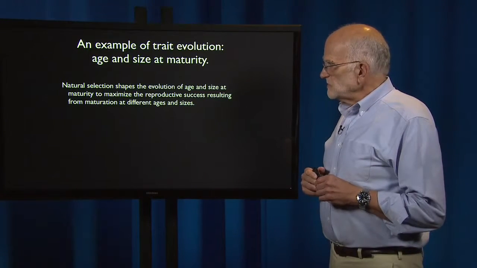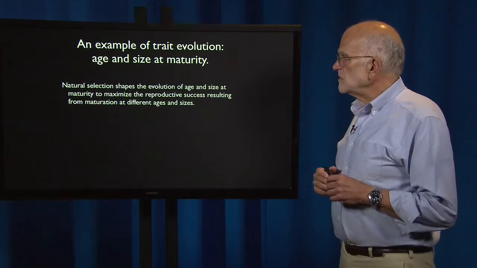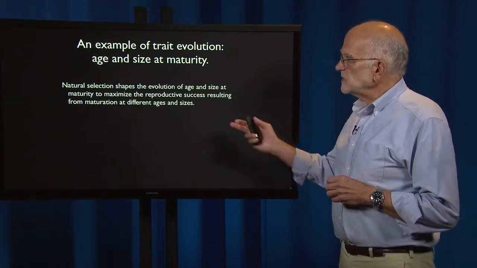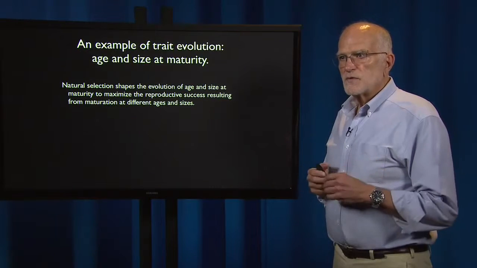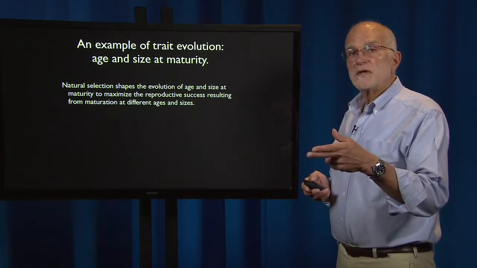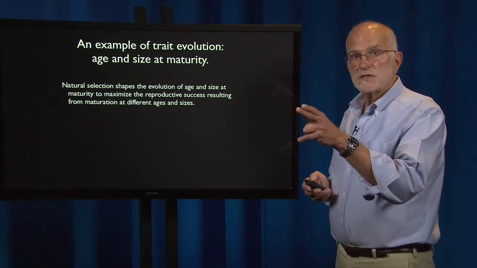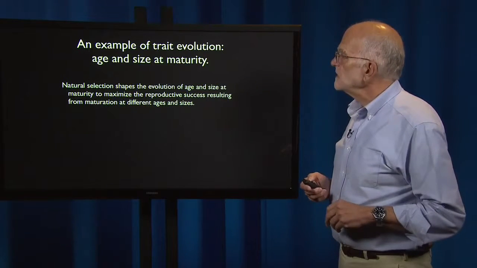Natural selection shapes the evolution of age and size at maturity to maximize reproductive success that results from maturation at different ages and sizes. It's a very straightforward approach. How many children and grandchildren are you going to get if you mature at this age and size rather than at some other? That's the question.